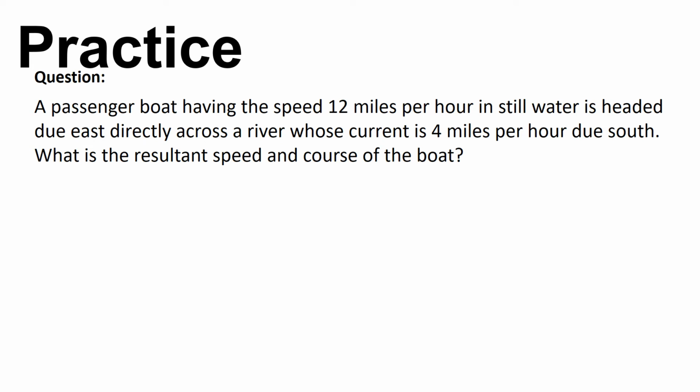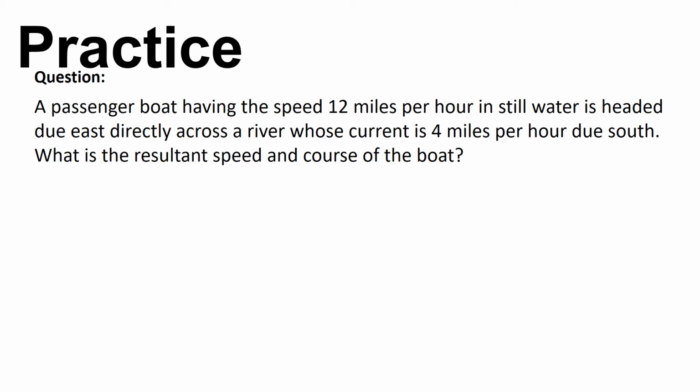Let's try to answer this sample question to apply what we have learned so far. A passenger boat having the speed of 12 miles per hour in still water is headed due east directly across a river whose current is 4 miles per hour due south. What is the resultant speed and course of the boat?